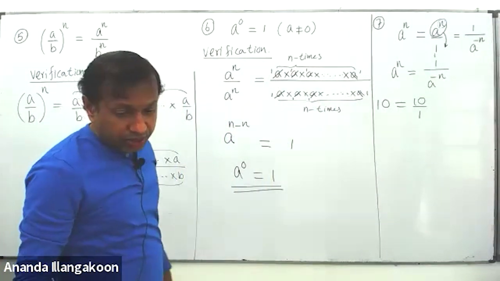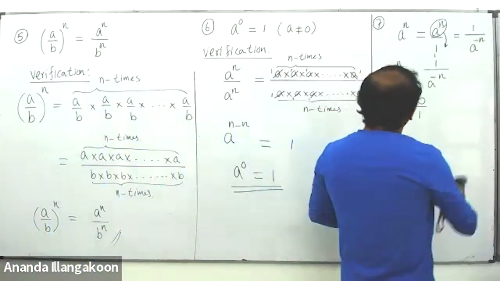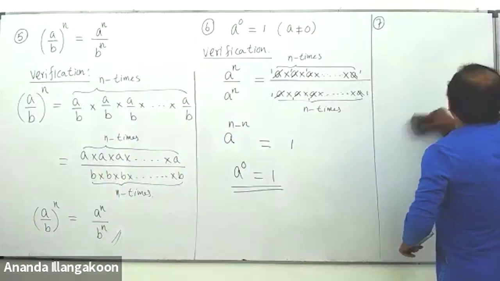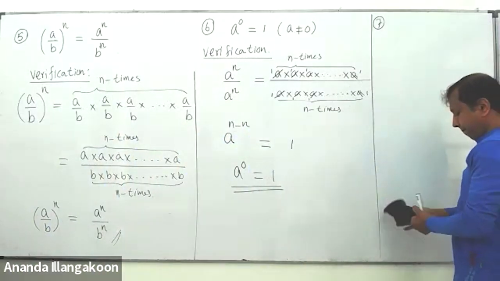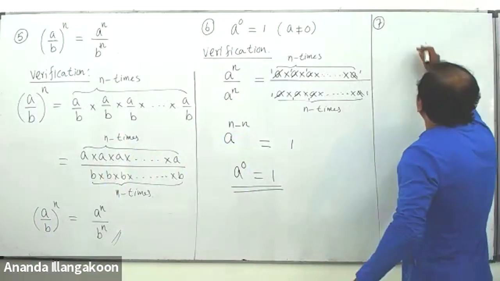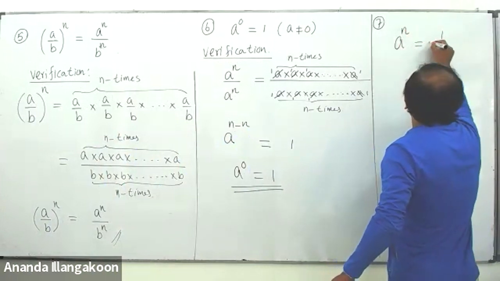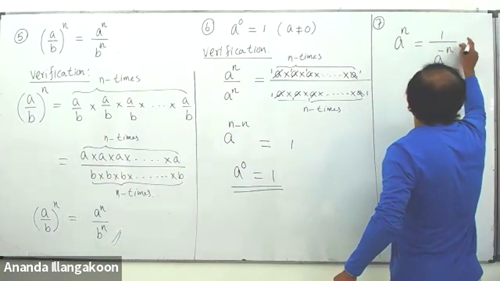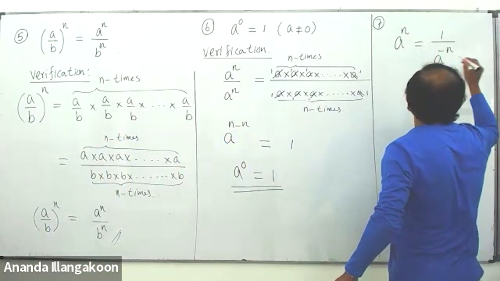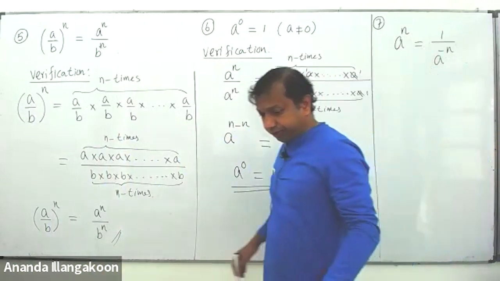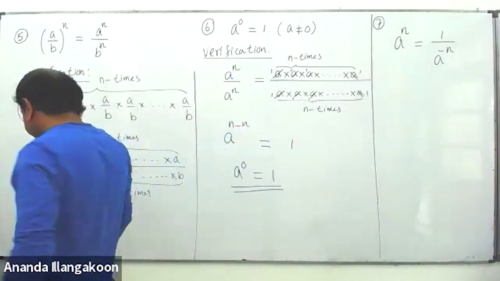Okay. Then shall we write that down? A to the power n is equal to 1 upon a to the power minus n. This is that result. We'll verify this too.